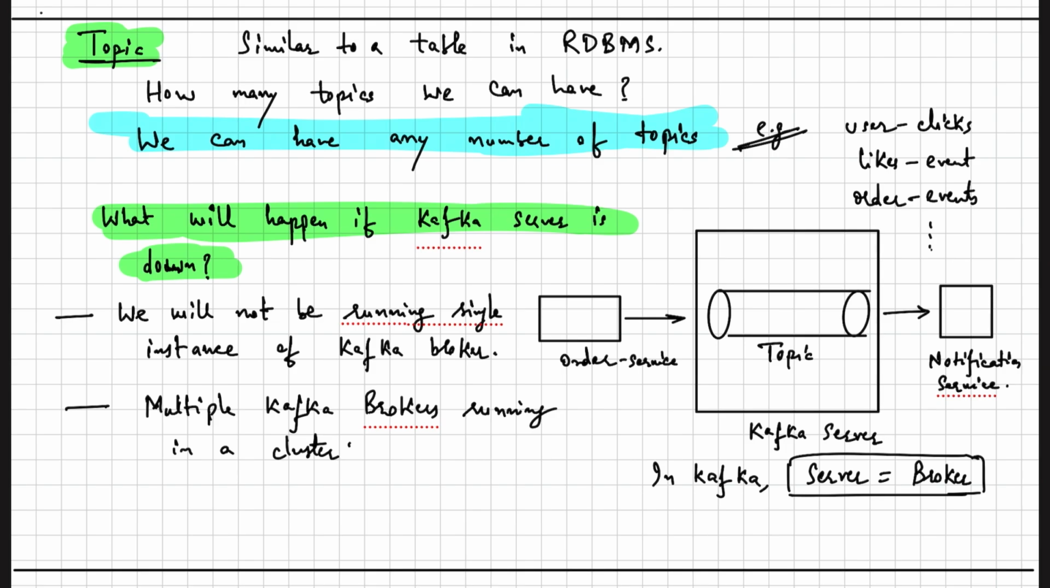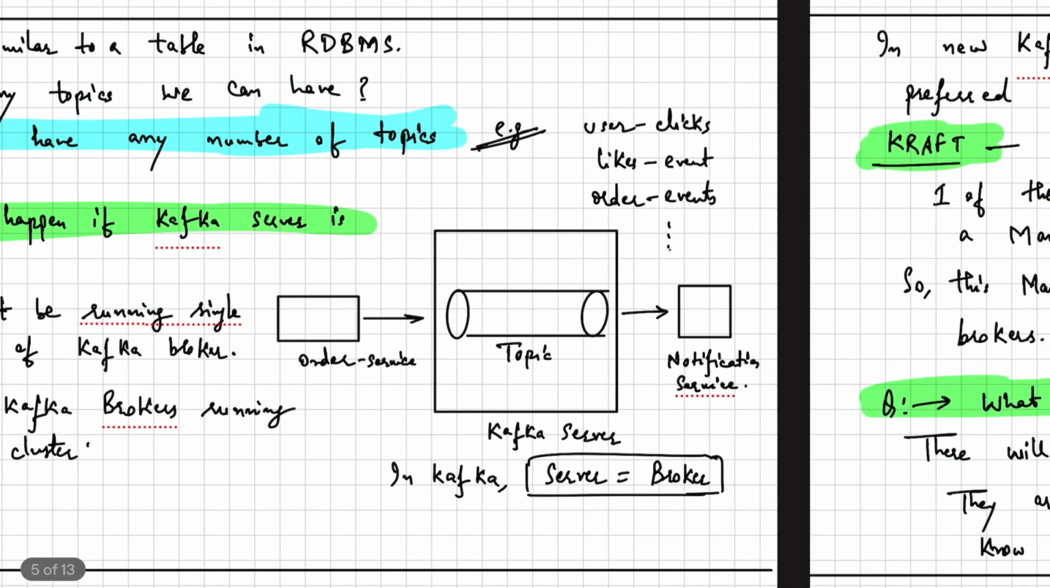Now your question could be, what will happen if this Kafka server is down? So as I already mentioned, we will not be running a single Kafka instance. So there would be multiple Kafka servers running in a cluster. So in Kafka, we say server is equal to broker. If you hear in the organization, you will hear terms like this, broker, right? So the same Kafka server is equal to Kafka broker in the Kafka terminology. So that is the simple thing, right?